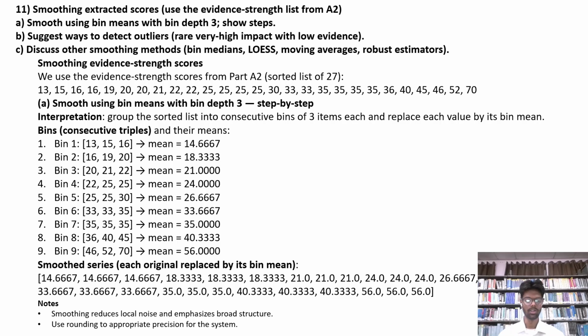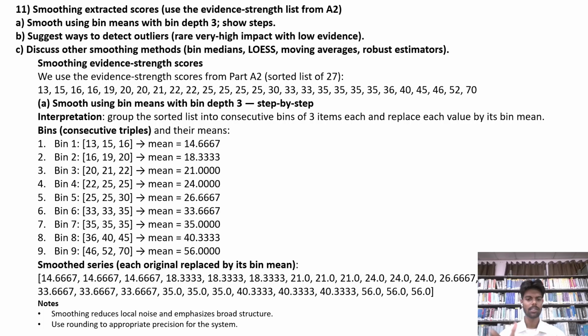smoothing extracted scores. Use the evidence strength list from A2. First, A: smooth using bin means and bin depth 3, showing steps. B: suggest ways to detect outliers, rare, very high impact with low evidence. C: discuss other smoothing methods: bin medians, LOESS, moving averages, robust estimates. Smoothing evidence strength score, starting with the first one.